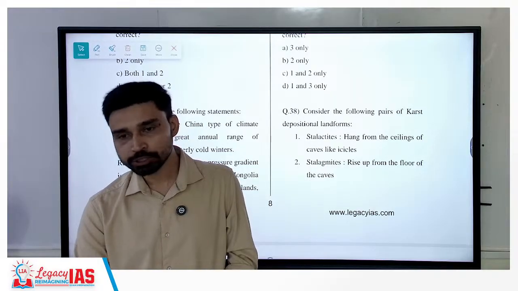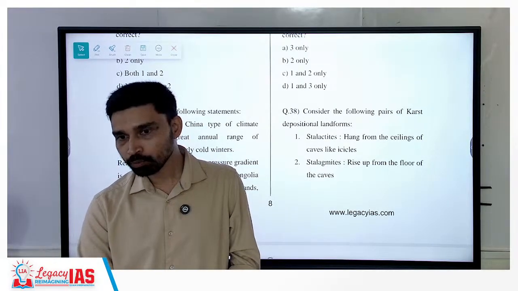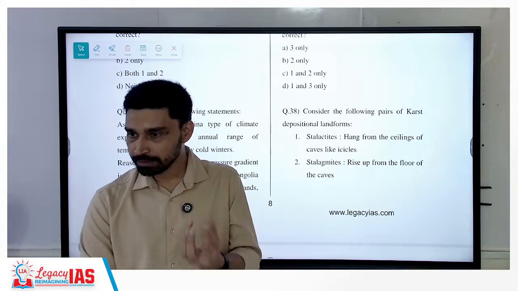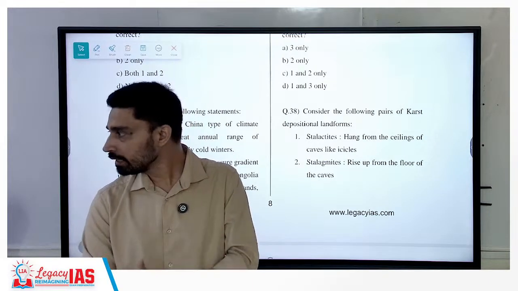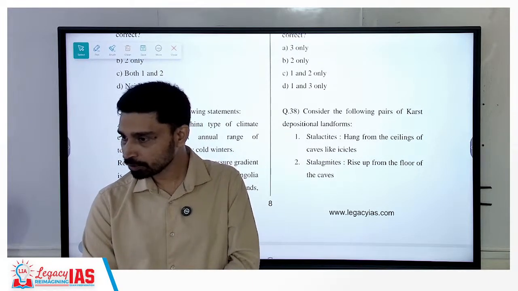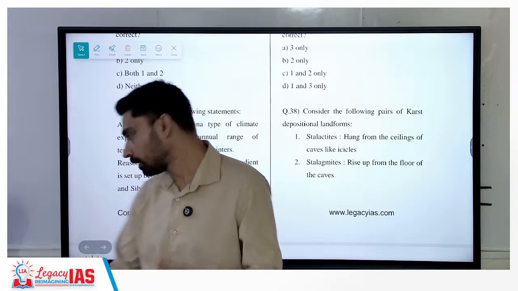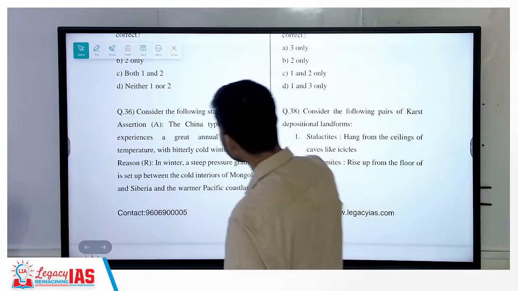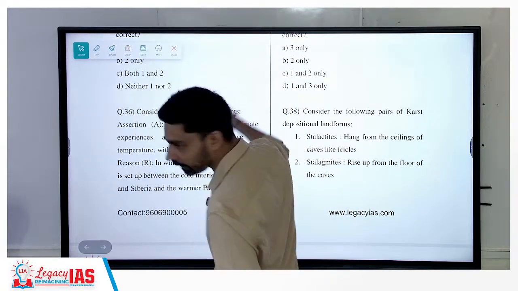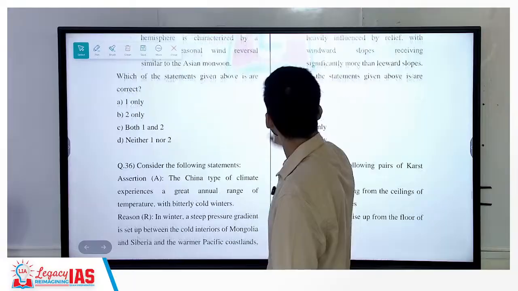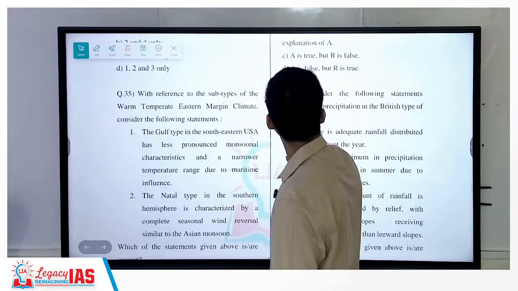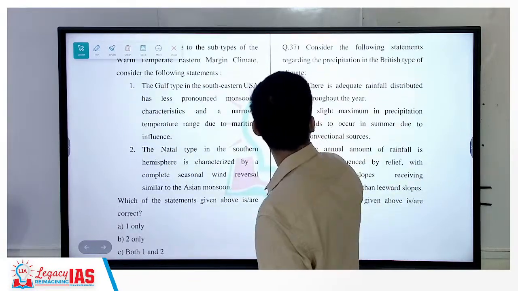In summer the situation will reverse. Okay, in summer, which is hotter? Land. That means there you will have low pressure. Water will heat up less, so there will be high pressure. How is it moving? Ocean to land. So that is why the annual temperature range becomes very high. Temperature difference becomes extremely high here. So A. Then we have 37.